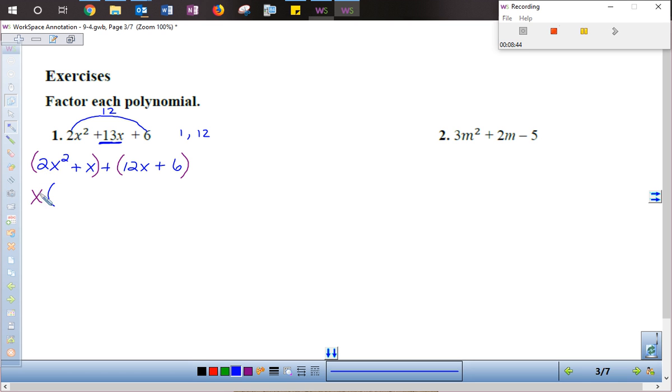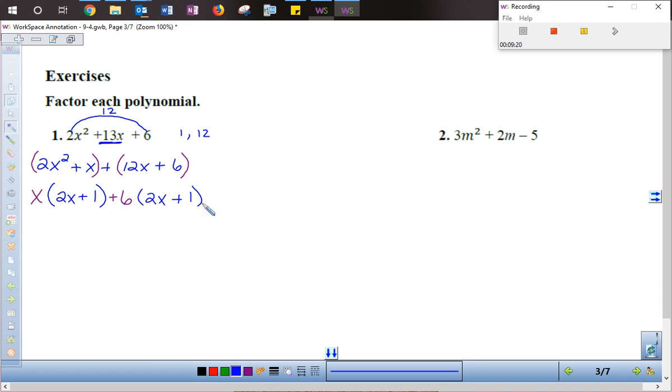2x squared, take away an x, leaves me with 2x, and x divided by x leaves me with 1. Now we do the same process to my second binomial. I want to see what the greatest common factor is between 12x and 6. So 12 and 6, both are even, but the biggest number that can go into both of them is 6. So I can take out a positive 6. And let's see what I have left. 12x divided by 6 is 2x. 6 divided by 6 is 1.